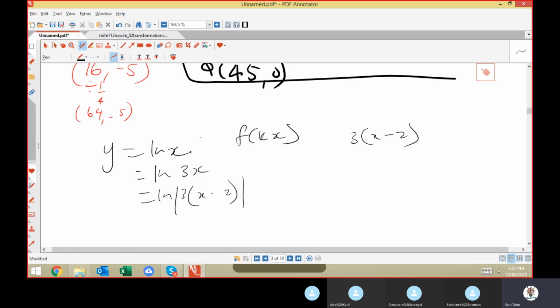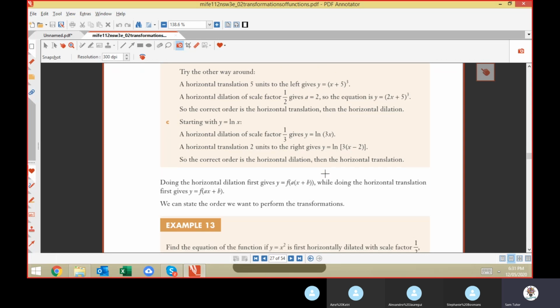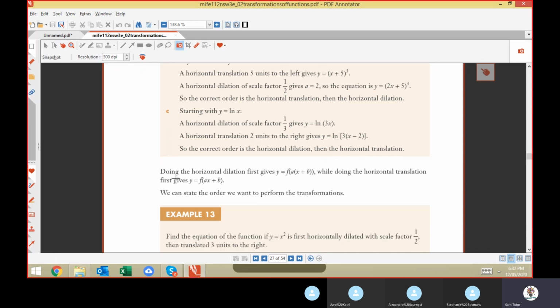All right. Did I confuse anyone with the way I was saying it before? Just with that last one? No, that made sense when I fixed it up just now. Oh yeah, pretty much. I just wrote it here. Doing the horizontal dilation first gives this, while doing the horizontal translation first will give it like this.